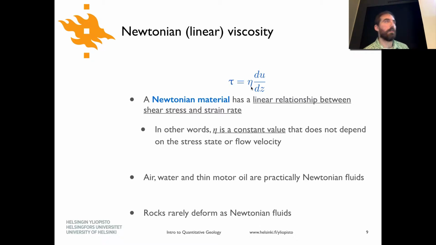And there are some good examples of Newtonian fluids like water, air, and thin motor oil. They're basically nearly Newtonian fluids, but rocks aren't really. So rocks don't deform quite in the same way. And we'll see some examples of why that is, or at least that rocks are not Newtonian, later in the lecture.